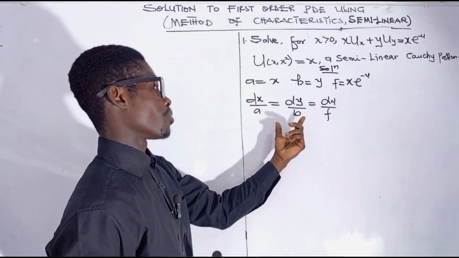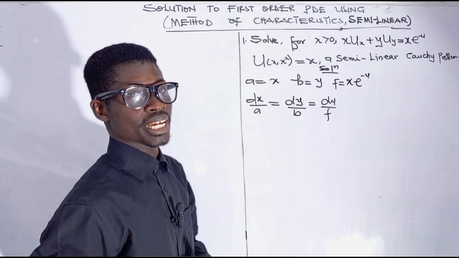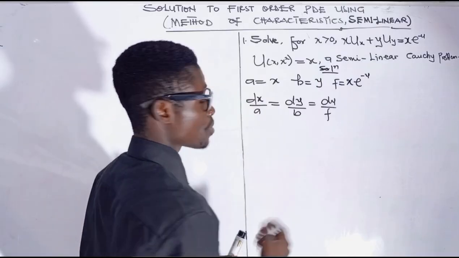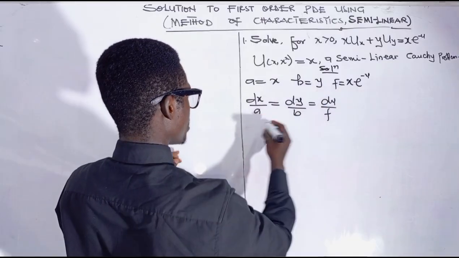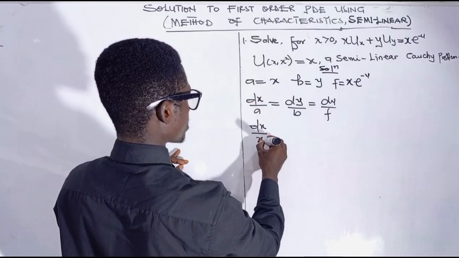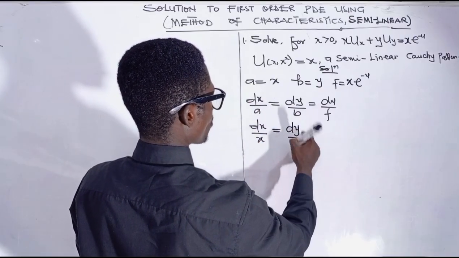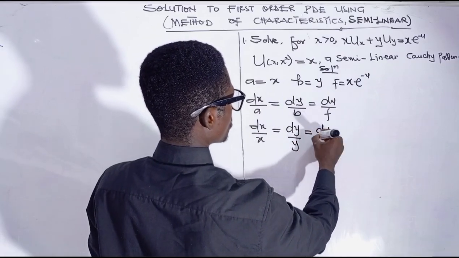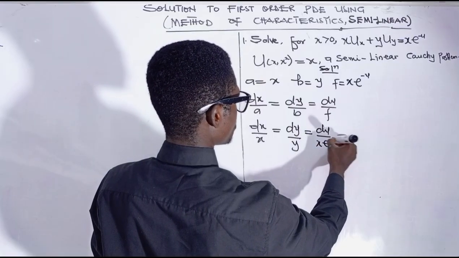So this characteristics equation is going to reduce or convert this PDE into an ordinary differential equation. And once we have it in ordinary differential equation, we can make use of any method that we know in solving ODE to solve this particular equation. And we can even use our simple integrating techniques. So let's plug in this. We have dx all over our A, which is x, equal to dy all over B, which is y, and then du all over what? F, x e exponent negative u.